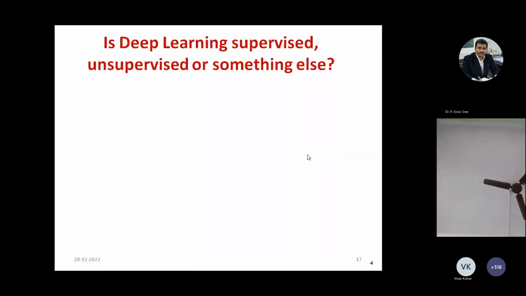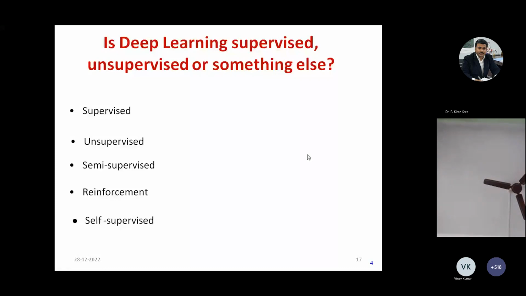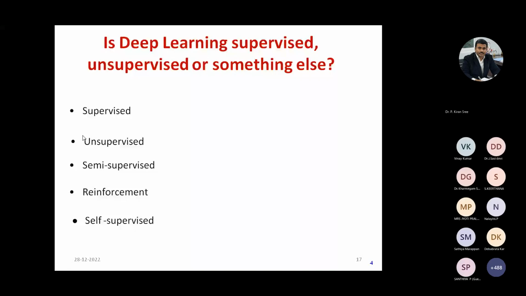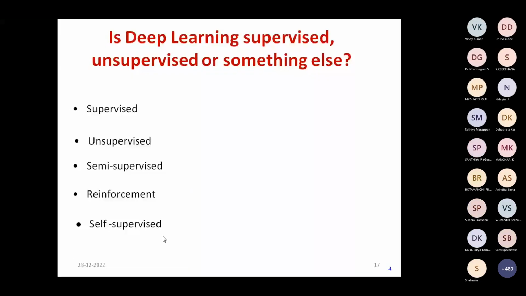We have a lot of questions: is deep learning supervised, unsupervised, or what kind of learning is there in deep learning? It has supervised and it has unsupervised. We have the concept of unsupervised that we learn in ML. We have semi-supervised, the same concept as in ML. We have reinforcement neural networks as well. And the one more additional component, which is quite trendy, is the self-supervised component, which adds more power to deep learning.